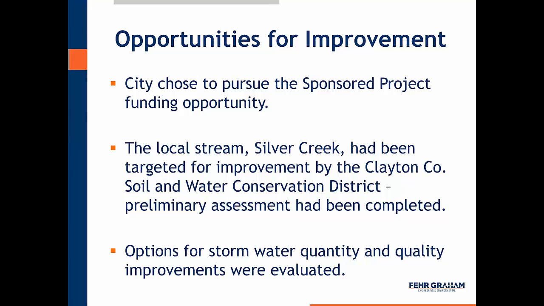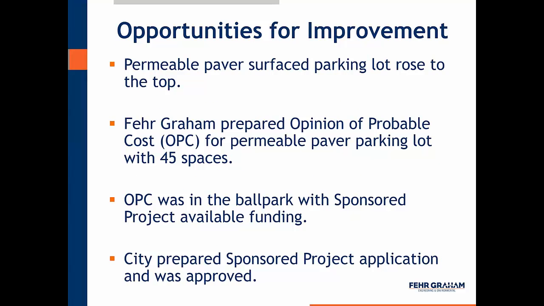Once we realized that, then we looked at other options, or options in general, for stormwater quantity and quality improvements to the site. We looked at traditional green items such as bioretention, maybe even just stormwater detention basins, and also some surfacing options. After looking at those, for the site, using our knowledge, the permeable paver surfaced parking lot rose to the top for a variety of reasons.